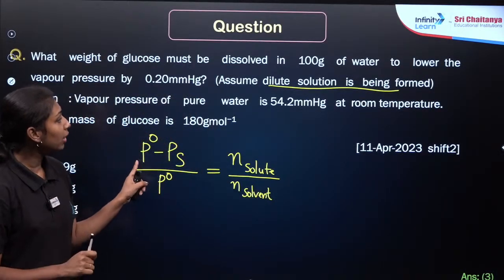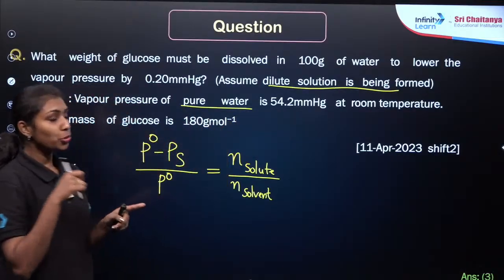What is the value of P0 here? Pure water. It will be 54.2 mmHg, right?